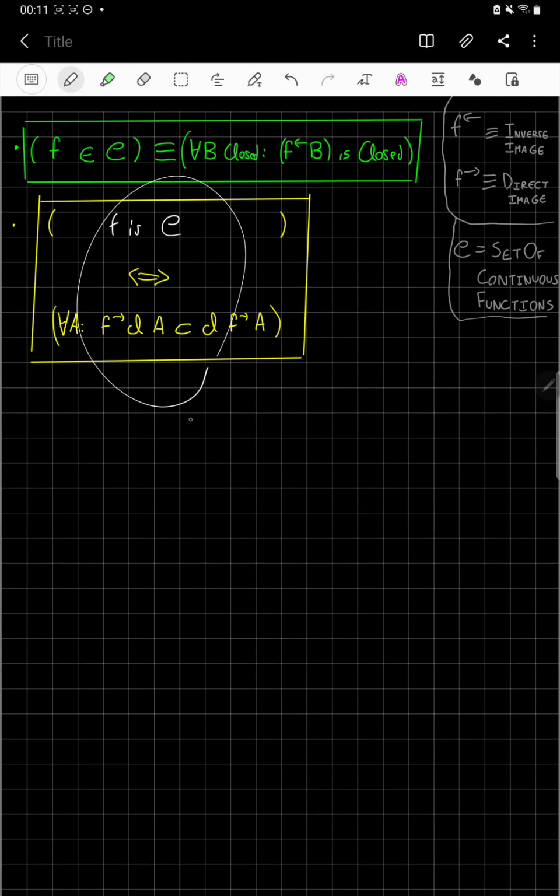I'm going to prove that a function being continuous topologically is equivalent to the direct image of the closure being a subset of the closure of the direct image. A function being topologically continuous usually means that for all B open, the inverse image of B is open, but the same definition works with closed sets, so that's the definition we use.